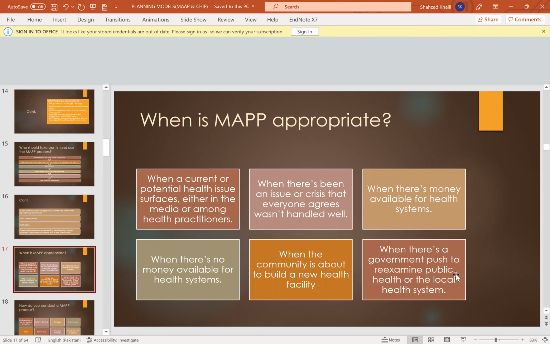When is MAP appropriate? When a current or potential health issue surfaces, either in the media or among health practitioners, when there has been an issue or crisis that everyone agrees was not handled well, when there is money available for the health system, and when there is no money available for the health system, when the community is about to build a new health facility, and when there is a government push to re-examine public health or the local health system.